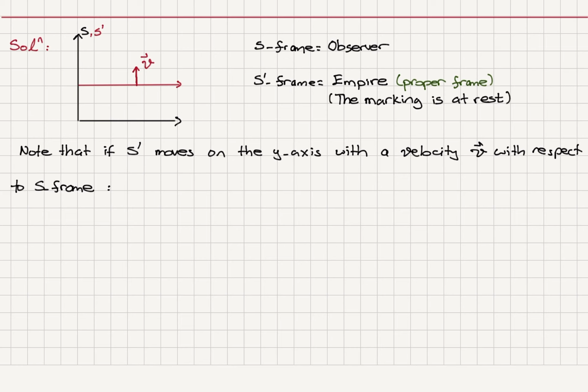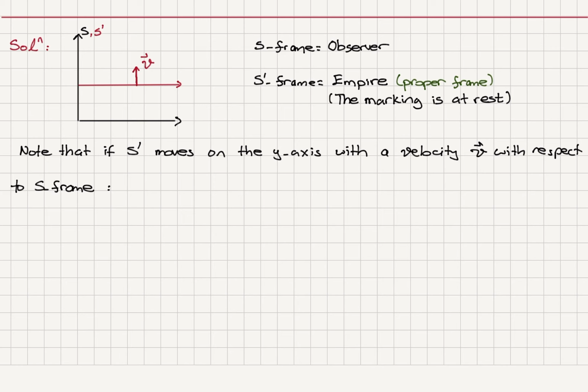Okay. Now, let's say that the empire ship is moving on the y-axis with respect to the S reference frame with a constant speed v. So S prime moves on the y-axis with a velocity v with respect to the S reference frame, our observer, who is stationary. Now, observers on these two reference frames are reporting a length. And since this is the proper reference frame, and this is not the proper reference frame, we have length contraction.